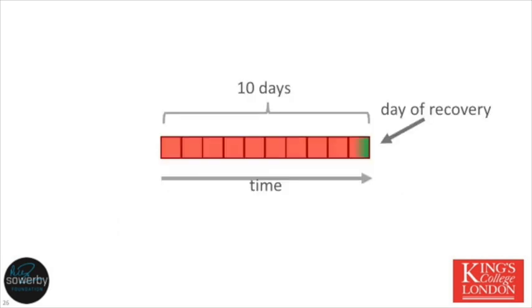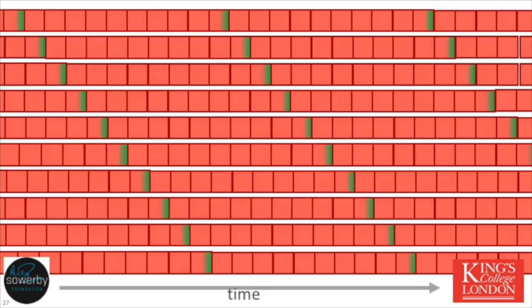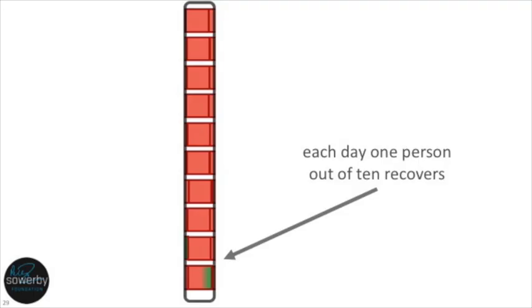This diagram represents the duration of a 10-day illness. The final square with a tinge of green is the day on which this person recovers. Imagine many people with this illness. We can see that on any given day, 1/10 of the people will recover.